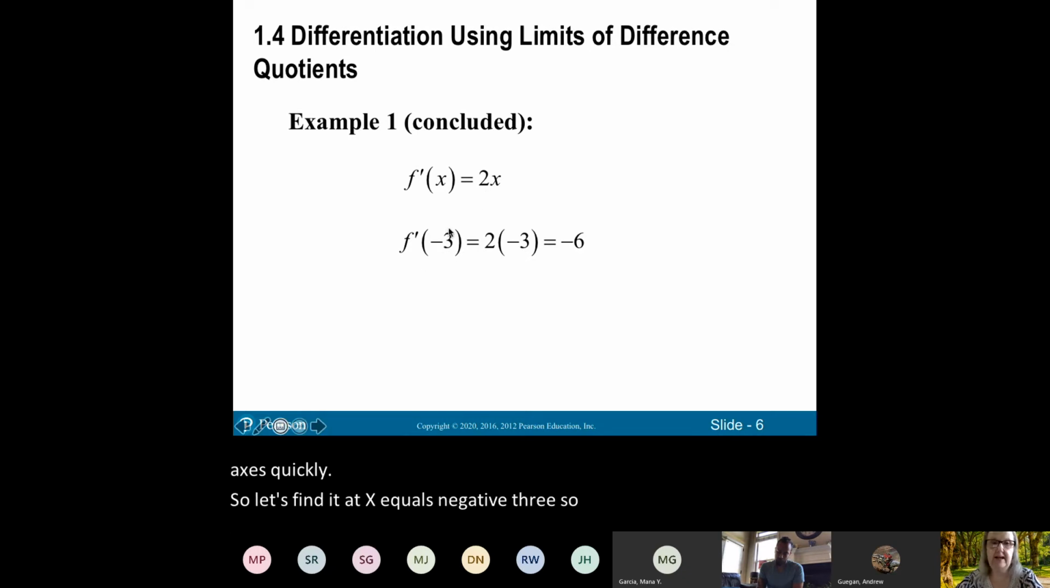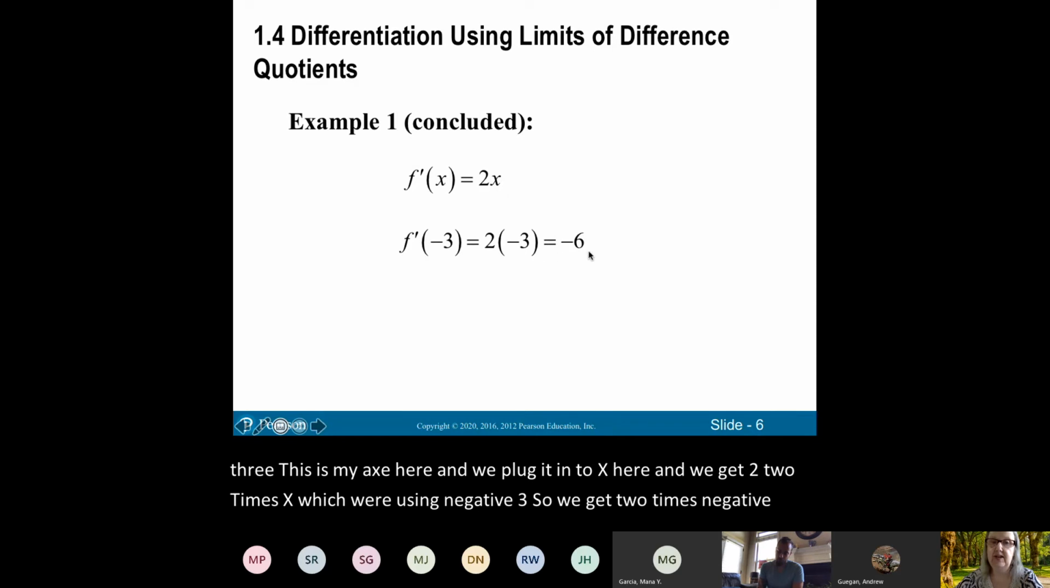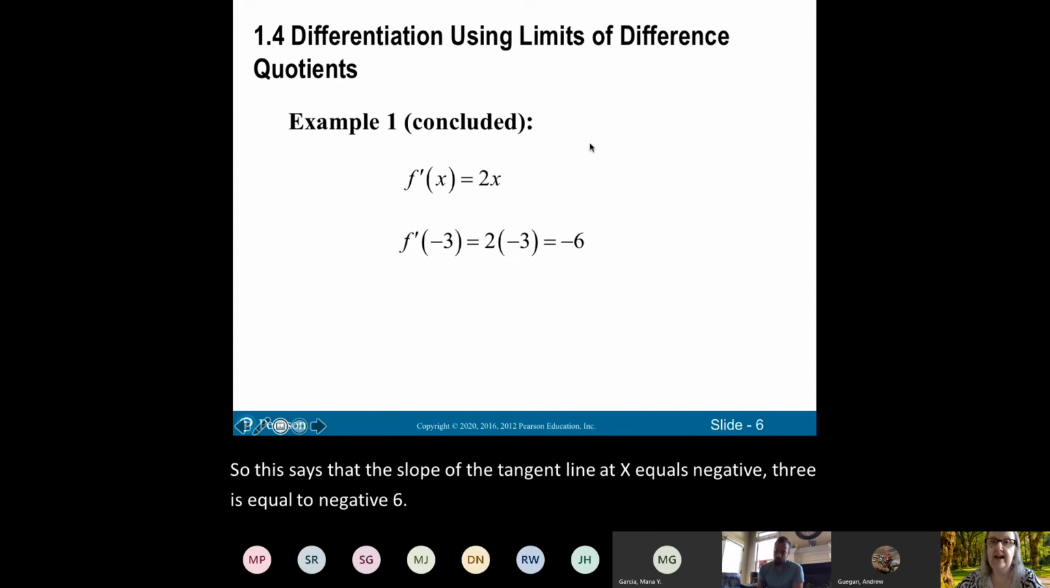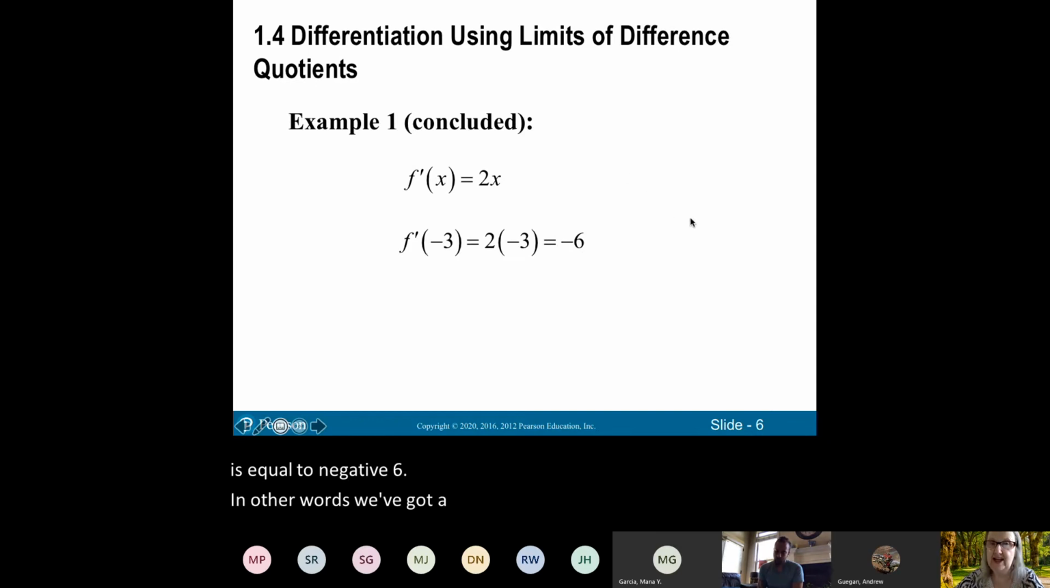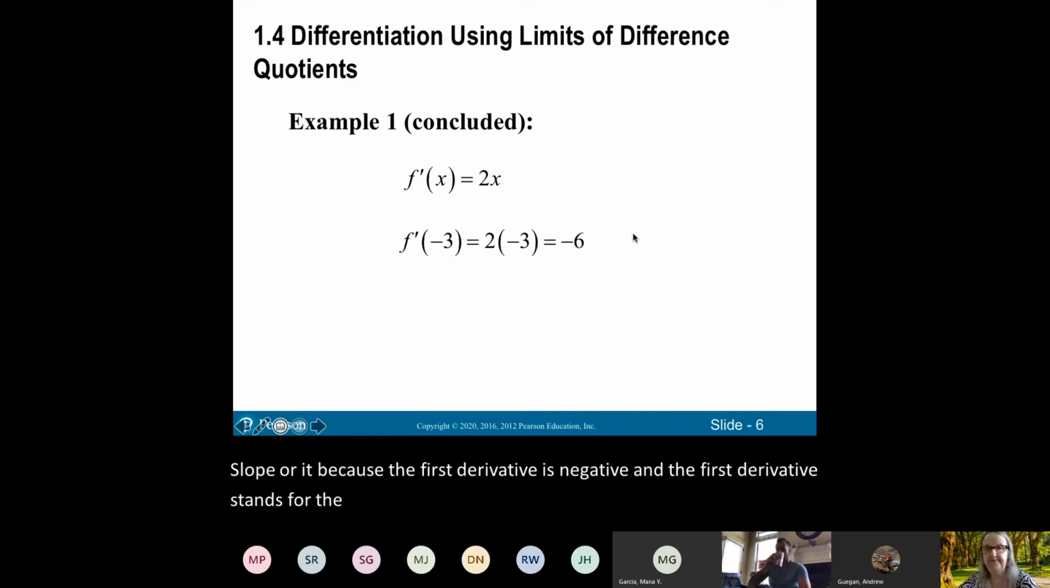So all I do is take this -3, this is my x here, and we plug it in to x here, and we get 2 times x, which we're using -3, so we get 2 times -3, which is -6. So this says that the slope of the tangent line at x equals -3 is equal to -6. In other words, we've got a downward sloping tangent line because the first derivative is negative, and the first derivative stands for the slope of the tangent line.